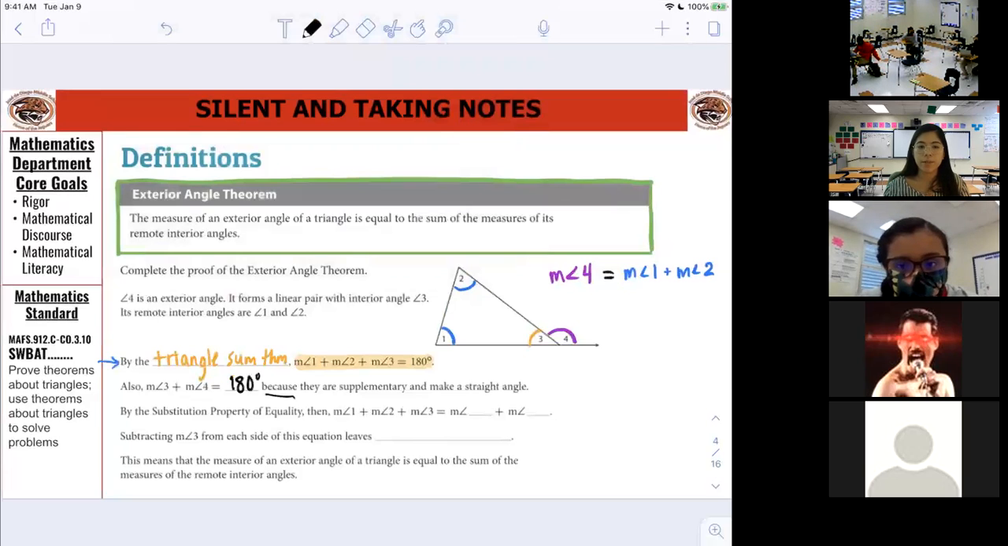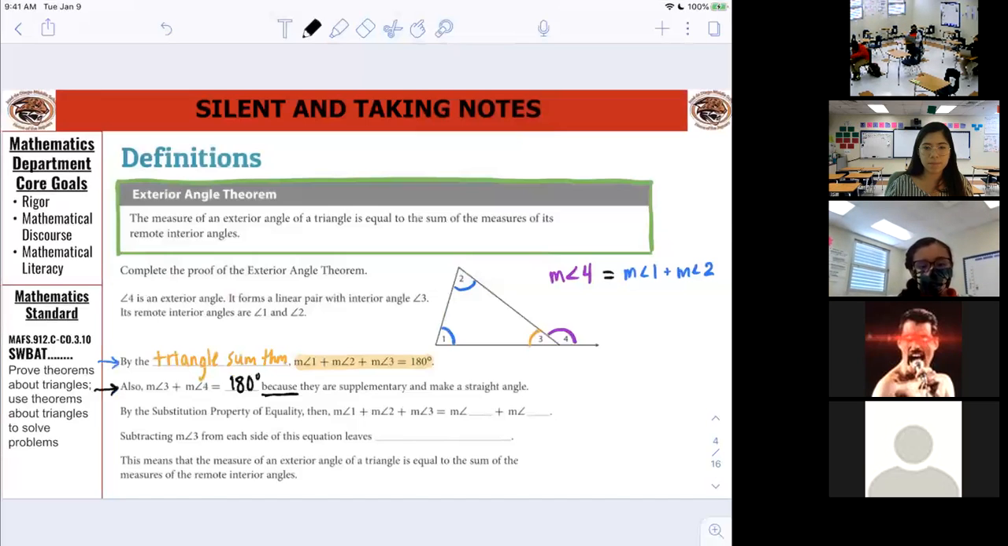Yes. Okay. By the substitution property of equality, oh, not there. Sorry. I'm finishing this statement. So far I said measure of angle 3 plus the measure of angle 4 equals 180. Now go, because. Miss, sorry, is the audio weird? Oh, it's okay. Can I read it then? Okay, go ahead.